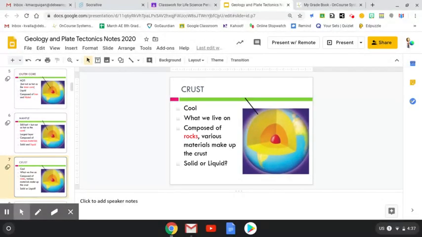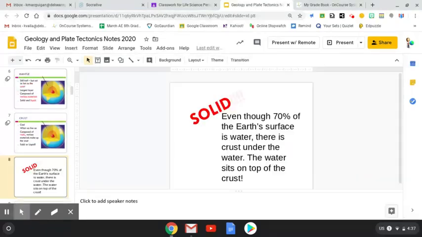My question for you: is it a solid or a liquid? If you look at the next slide, it is a solid. Even though 70% of Earth's surface is water, there is still crust under that water. The water sits on top of the crust. So the whole outside surface of our Earth is a solid. That's what we refer to as Earth's crust. In the next couple of slides, we're going to talk about how those plates, or our crust, move.